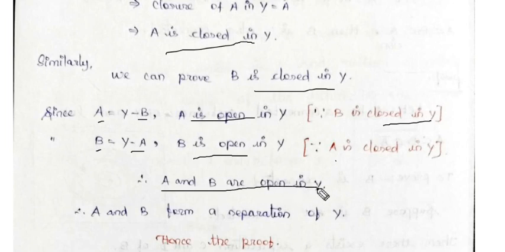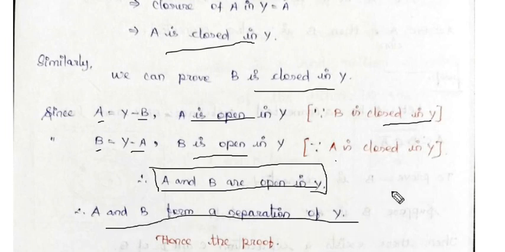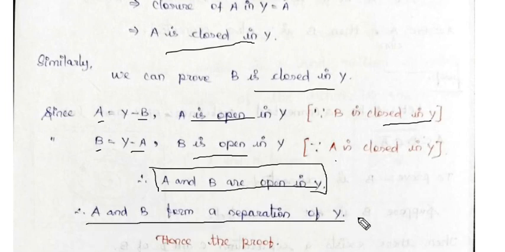Therefore, A and B are open in Y. We proved the fourth condition, so it satisfies all four conditions. So we can say that A and B form a separation of Y. So we proved the second part also. Therefore, hence the proof.